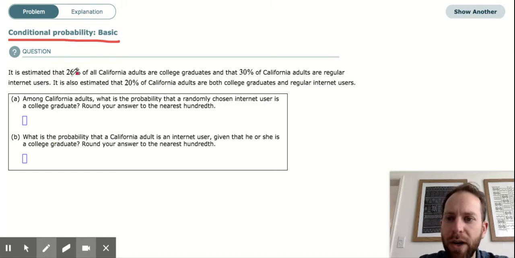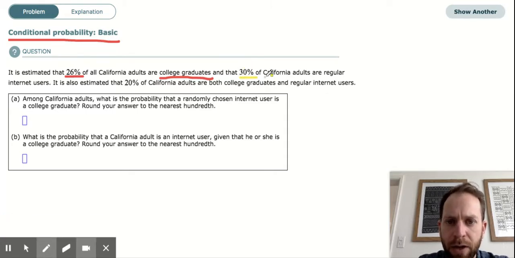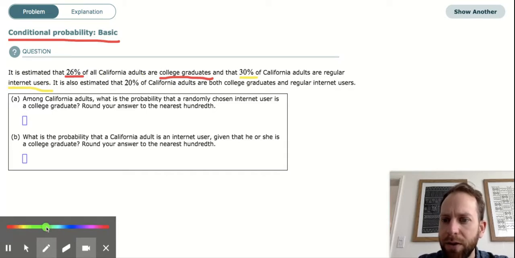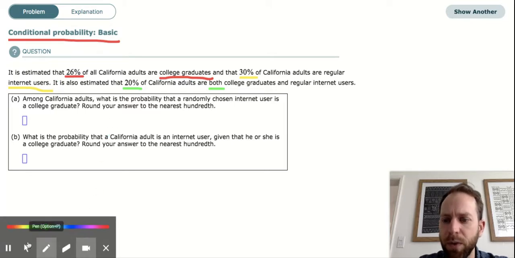It is estimated that 26% of all California adults are college graduates. I'm going to highlight that in one color since those correspond to each other. And that 30% of California adults are regular internet users. So 26% are college graduates, 30% are internet users. It is also estimated that 20% of California adults are both college graduates and regular internet users. Okay, so we have three pieces of information, and let's just go ahead and label them.